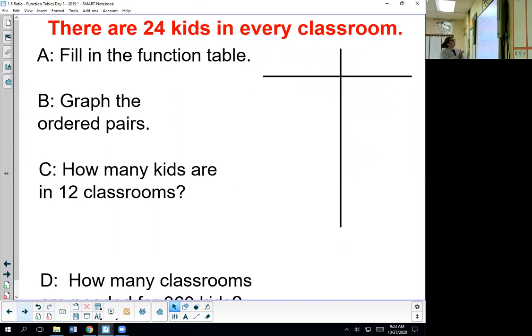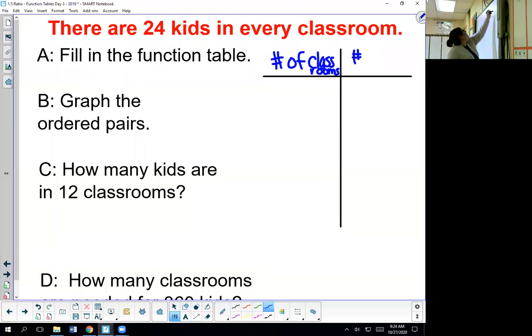All right, so let's look at this first example here. There are 24 kids in every classroom. Fill in the function table. Obviously we would be graphing the ordered pairs, but we're not doing that because you guys don't have graph paper. So here you go. There are 24 kids in every classroom, so I would have your number of classrooms, or number of kids, right? So if I have one classroom, for one classroom I have 24 kids.